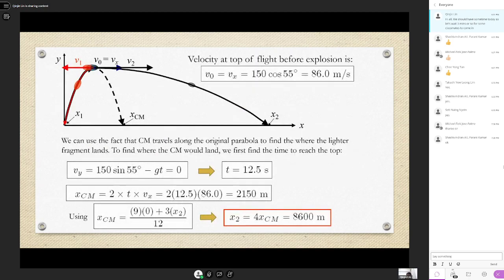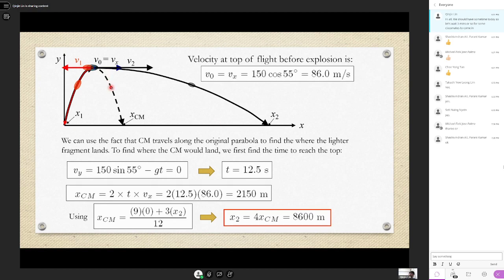So you can draw a simple diagram to show. You fire from this point. This is the starting point. When it reaches the highest point, it explodes. Then the heavier fragment follows the original path back to the original spot. Then the lighter one, of course, will fly further somewhere. The lighter fragment will reach this point, X2.